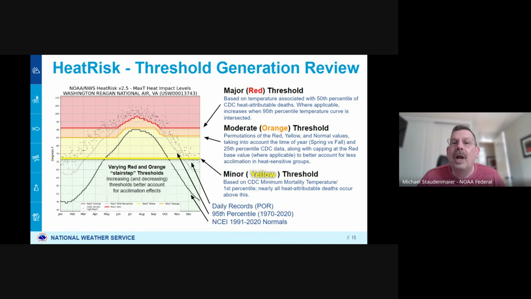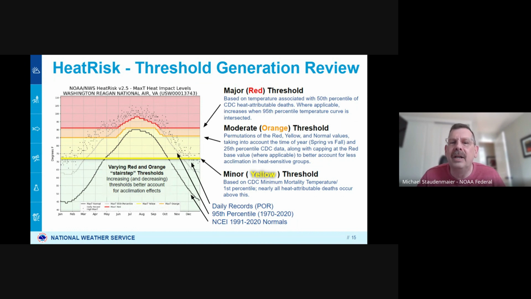When this threshold encounters the 95th percentile curve, the daily red threshold is then going to follow that curve upward and then back downward. And that's our way of acknowledging acclimation amongst heat tolerant populations. The orange curve is an intermediate value between the red, yellow, and the normal curve. The orange portion of the chart represents lower temperature values that would still be of danger to those at higher risk populations and heat sensitive sectors. We also provide an acclimation aspect to orange.